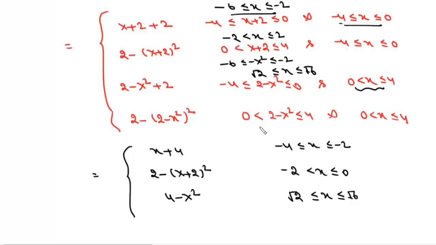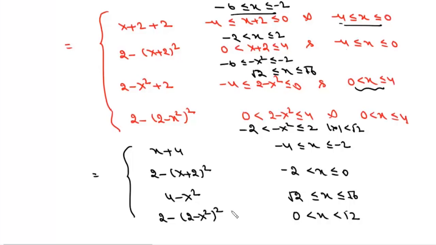And finally, we have this, which is minus 2 is less than minus x square is less than 2. So here we'll have mod of x is less than root 2. So this is from 0 to root 2. So when x lies between 0 and root 2, this definition will be 2 minus x square whole square. Now again, it goes from minus 4 to minus 2, minus 2 to 0, 0 to root 2, and root 2 to root 6. So for this, f of f(x) domain is from minus 4 to root 6.